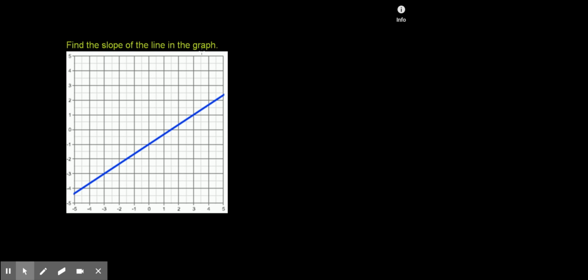Find the slope of the line in the graph. And just as a bit of a review, slope is just telling us how steep a line is. And the best way to view it, slope is equal to change in y over change in x. For a line, this will always be constant.